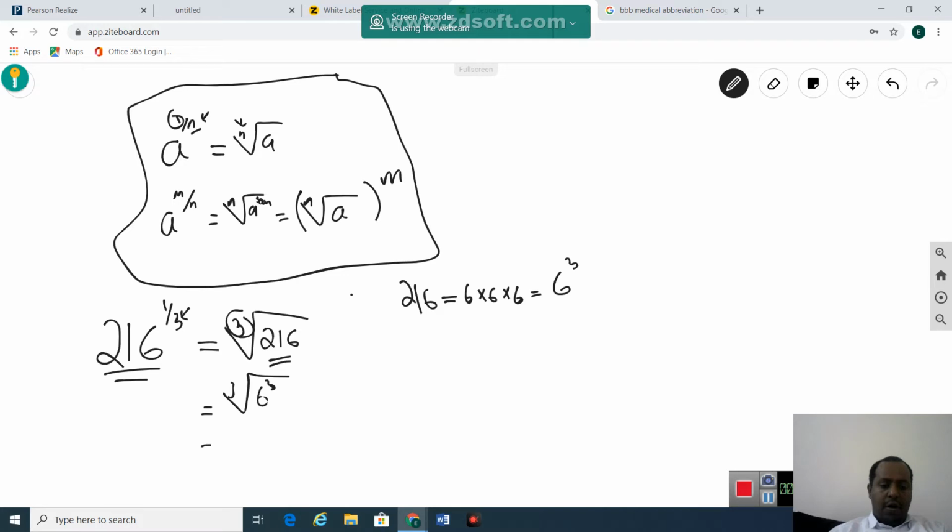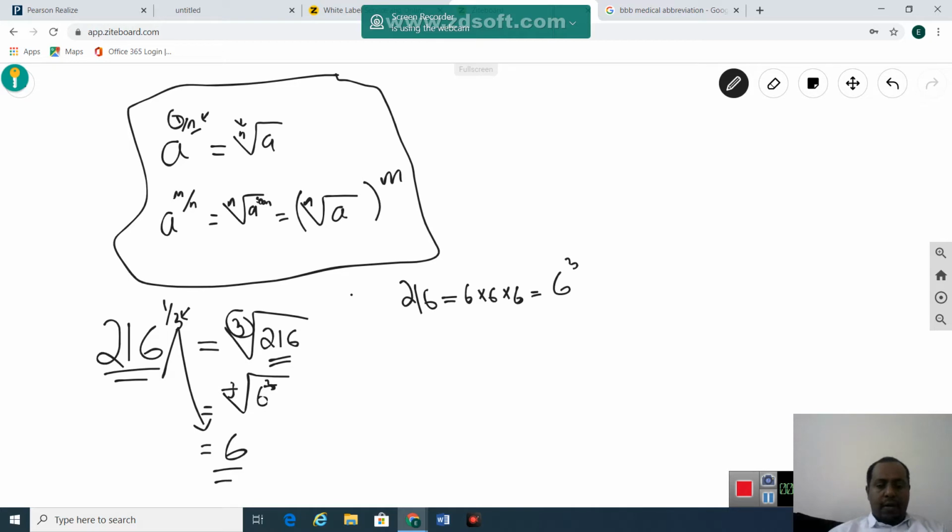And from our section 1 lesson, if the index and the exponent within the radicand are the same, then we can cancel out, which is equivalent to 6. So 216 to the power of 1 over 3 is equal to 6.